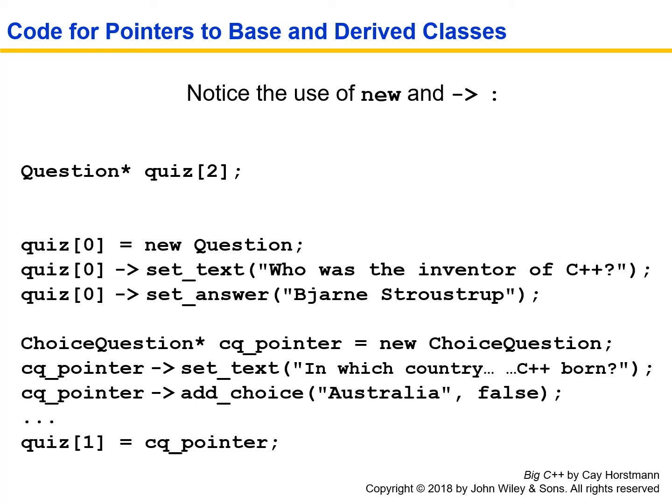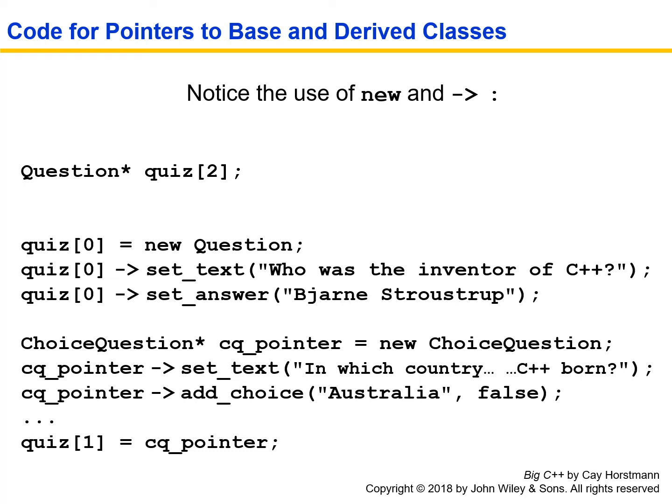Great. Now we can't create a new question for quiz at 1 because we want it to be a choice question. So we just create a pointer for that. We call it CQ pointer. We call the new choice question because otherwise it wouldn't be pointing at anything. And then we call set text and we call add choice.